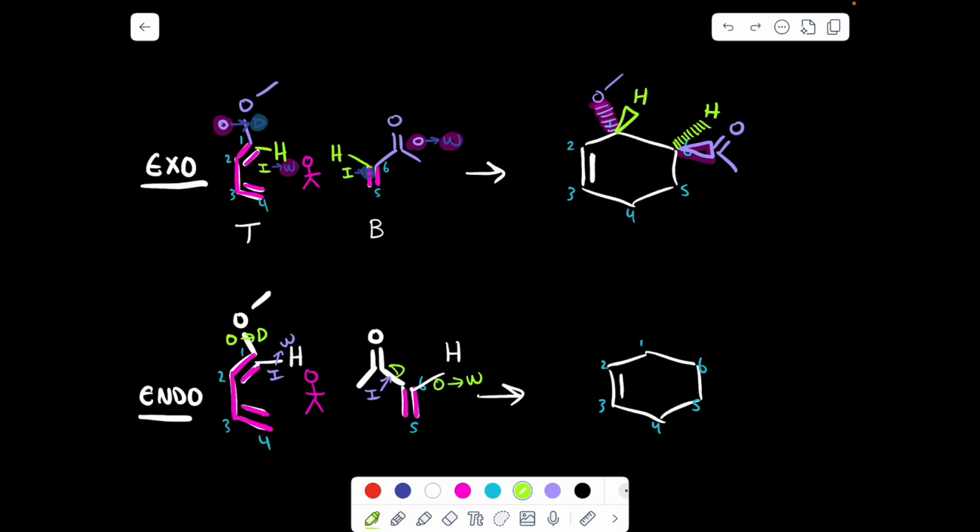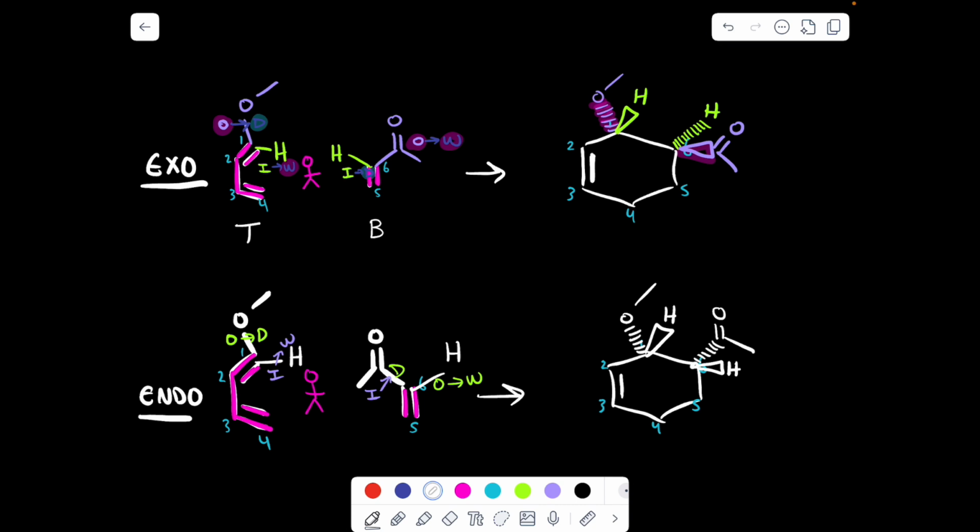So on carbon number 6, the carbonyl was on the outside in the exo case, whereas now the carbonyl is on the inside in the endo case. So to draw in your final product, I'll listen to what you told yourself on the left-hand side. So the OMe group is on a dash. The hydrogen is on a wedge. Here on carbon number 6, a part of the initial dienophile, the carbonyl group is on a dash, and the hydrogen is on a wedge.